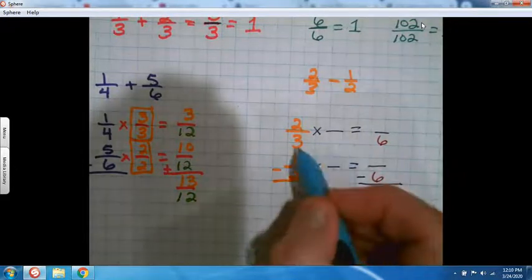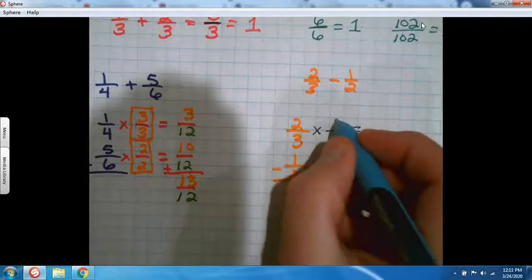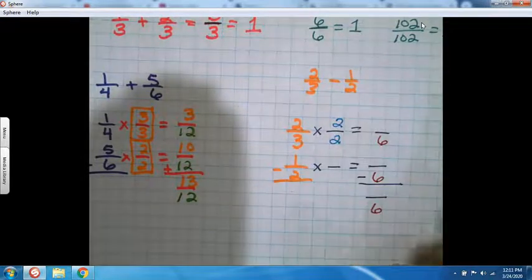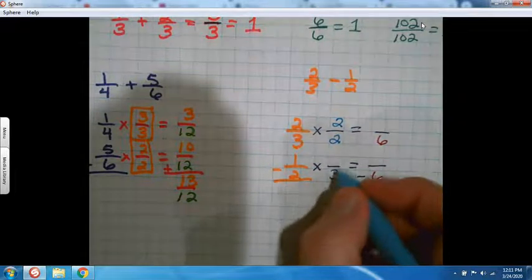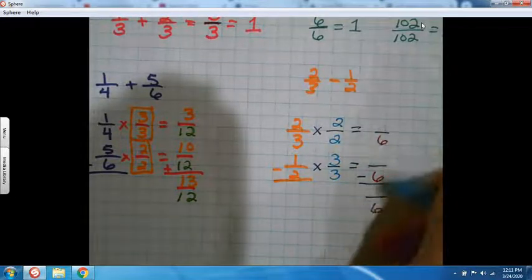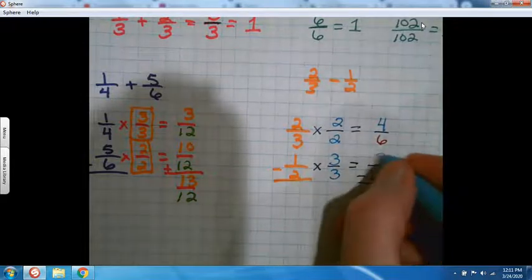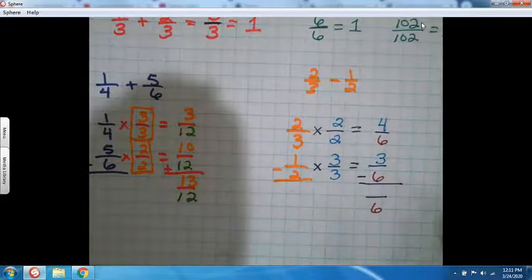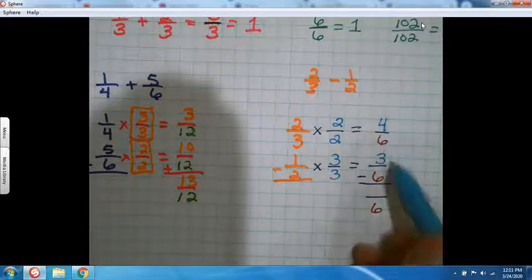Let's fill in these blanks. So 3 times what is 6? 2. What we do to the bottom, we do to the top. 2 times what is 6? 3. What we do to the bottom, we do to the top. And then fill in this. 2 times 2, 4. 1 times 3, 3. Check your sign. Subtract, subtract. So 4 minus 3 is 1.